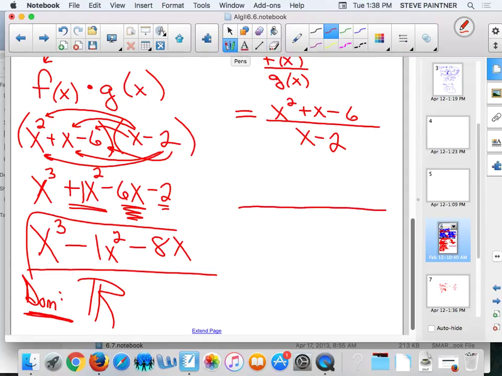Factor the top for me, will you? X plus 3 and X minus 2. X plus 3 times X minus 2. Look, you have multiplication now. Factor the bottom for me, will you? Can you? No, you can't. So what you have is X minus 2 on the bottom. You have a binomial on the bottom.